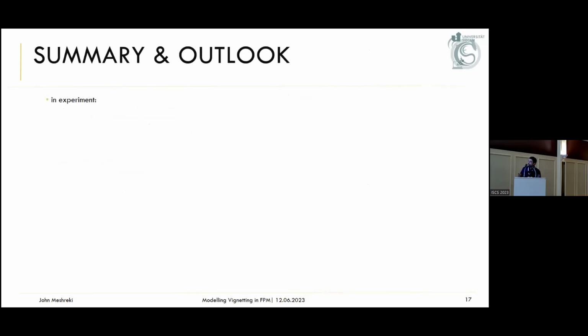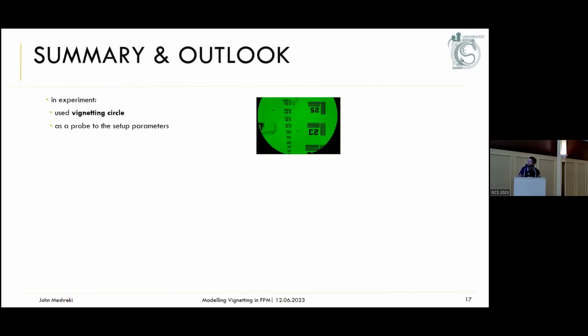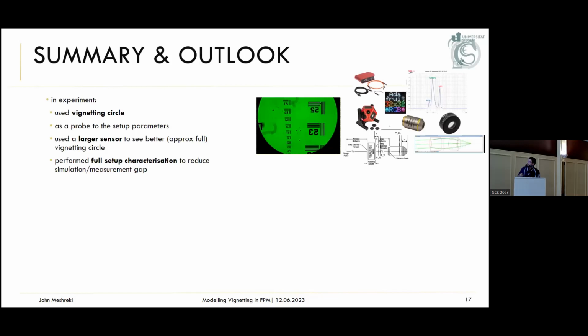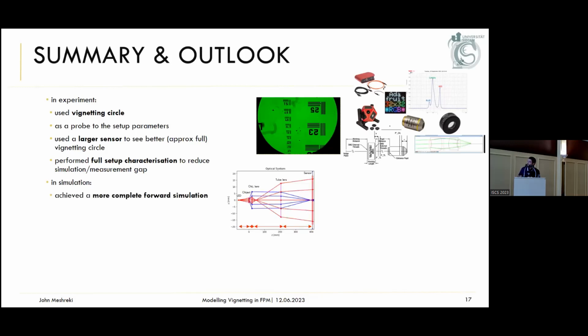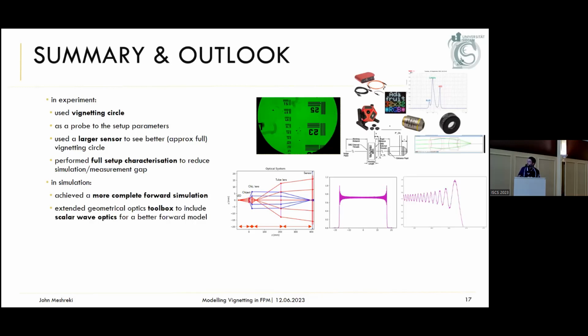So I come to the summary. What we have done in our experiment is that we use the vignetting circle not, as is usually done, as a nuisance that we want to solve, but as a way to probe our setup parameters, where we used a larger sensor to see the vignetting circle better. We have also performed full setup characterization to reduce the simulation setup gap. And in the simulation, we have achieved a more complete forward simulation where we extended the geometrical optics toolbox to include scalar wave optics. Hopefully the toolbox will be available on GitHub soon.